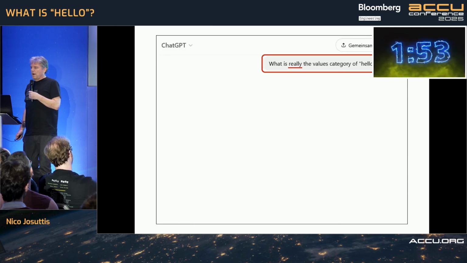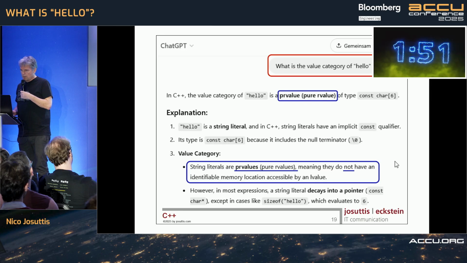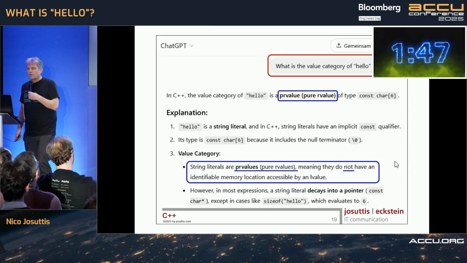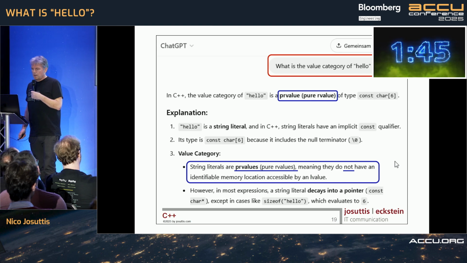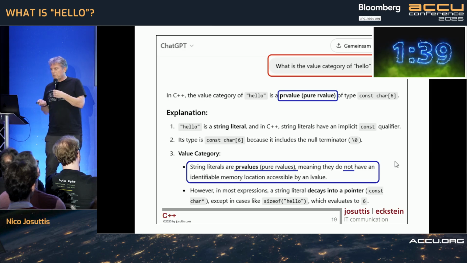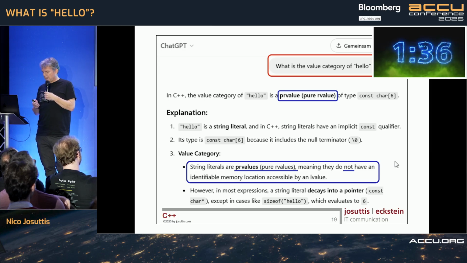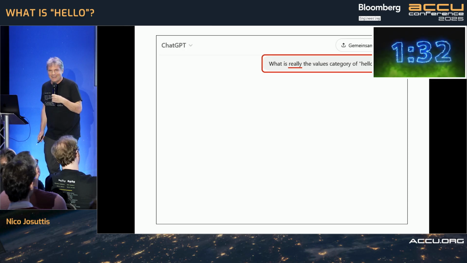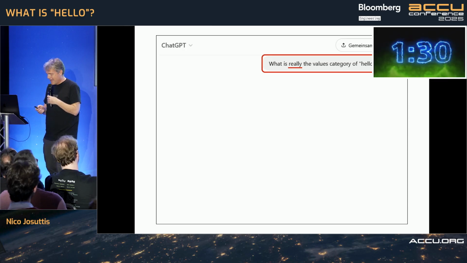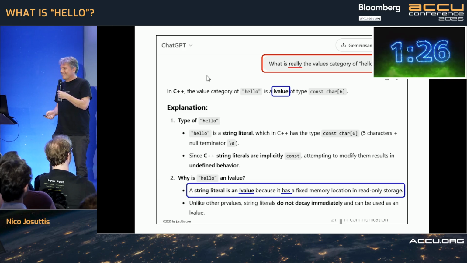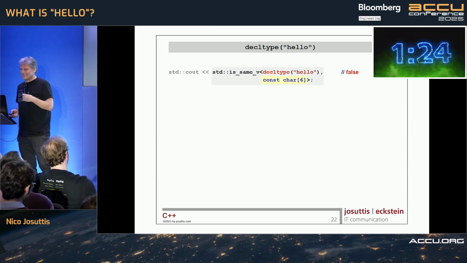Okay, what is the value category of "hello" in C++? Oh, "hello" is a prvalue because it does not have an identifiable memory location accessible by an lvalue. What is really the value category of "hello" in C++? I asked it next. Oh, it's an lvalue. So what the hell is going on?